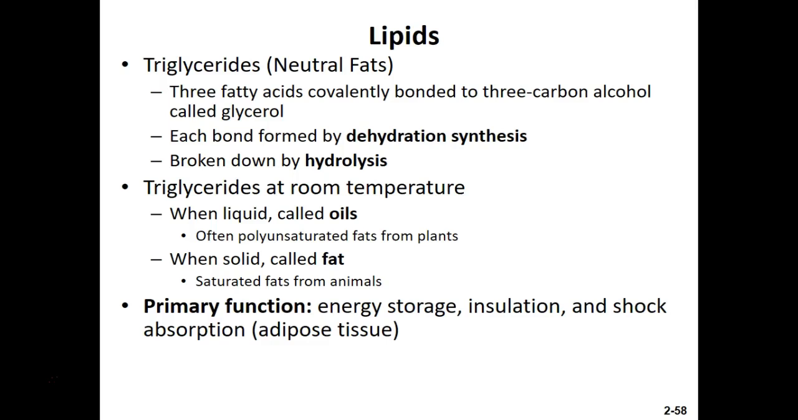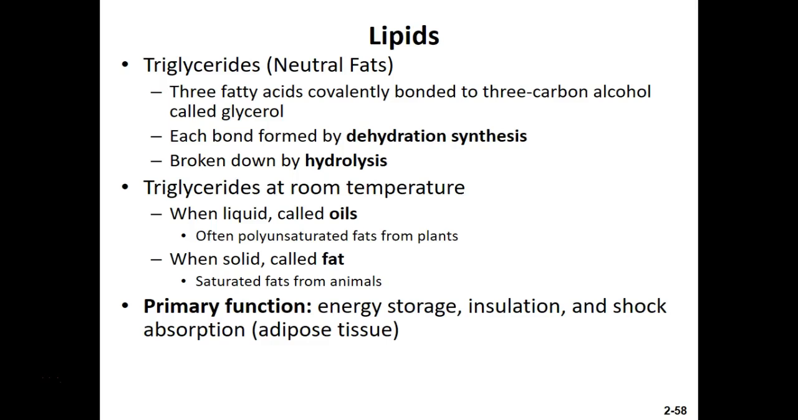The function of fat is for long-term energy storage. So we're not talking about the glycogen granules that we store in our liver, which will be broken down rapidly when we need more sugar in our blood. These are for long-term storage. So you can store this fat for decades. It also functions in insulation, so the fat warms the body.